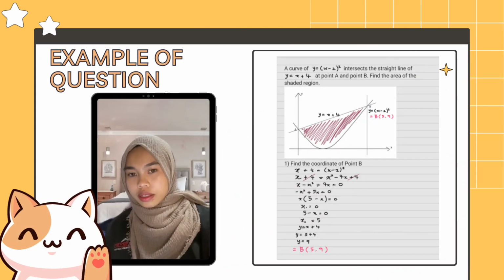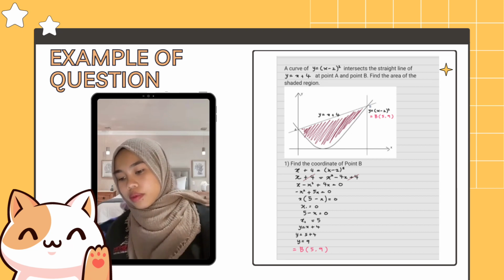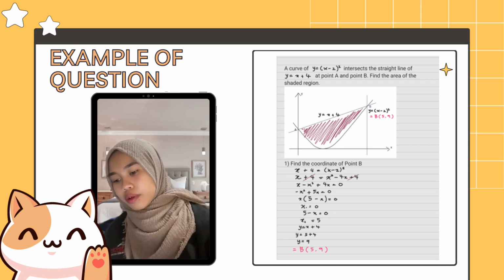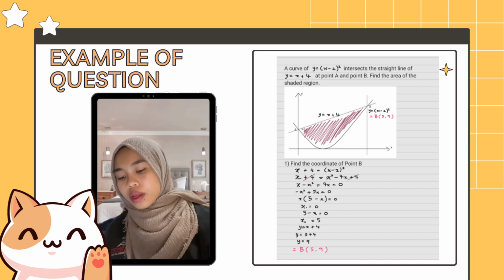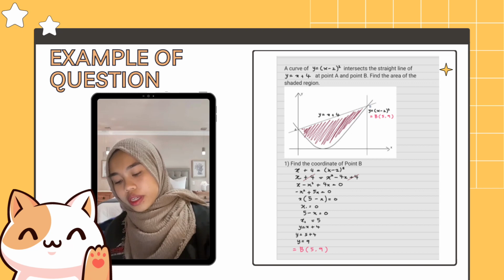So here is the example question. The question is: a curve y = (x - 2)^2 intersects the straight line y = x + 4 at point A and point B. Find the area of the shaded region. So we know that for line AB, the equation is y = x + 4, and the equation for the curve is y = (x - 2)^2. First, to find the area, we need to find the coordinates of B.